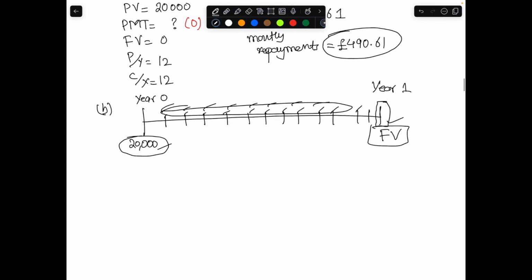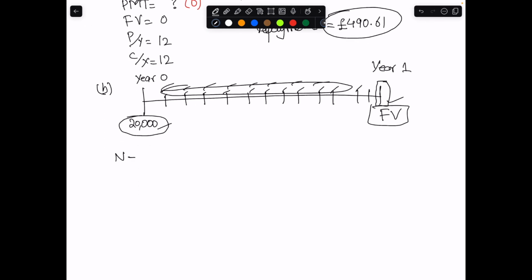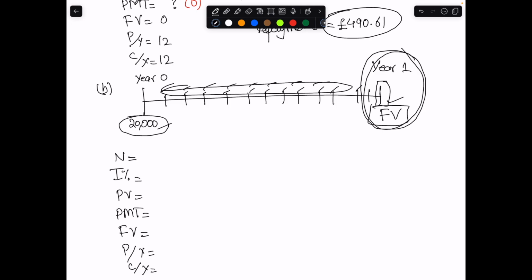So let's try to see what are the terminologies we need to change. Again, we have n, I percentage, present value, PMT, future value, P over y and C over y. And in this case, P over y and C over y are going to be 12. Why? Because we are just finding for 1 year now. This is important. So this is going to be 12 because we are just calculating for 1 year. Interest rate is going to be the same, which is 8.25. Your present value is also going to be the same, which is 20,000.